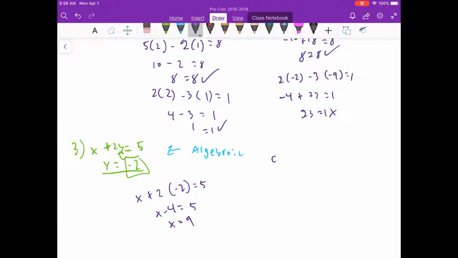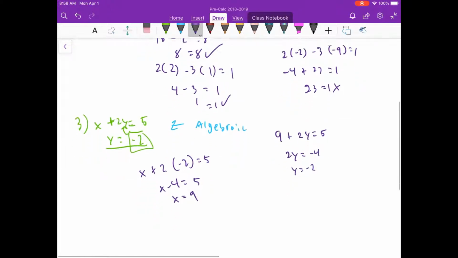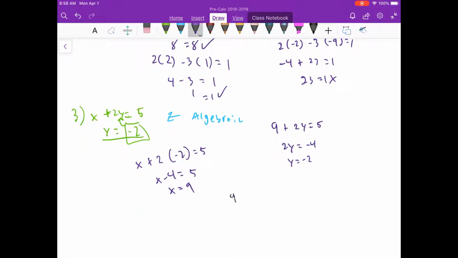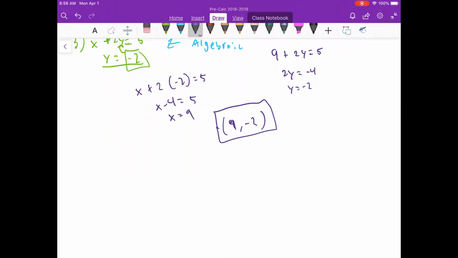So I could plug in 9 plus 2y equals 5, which gives me 2y equals -4, and then y equals -2. So our full point would be (9, -2), and that would be our answer. Cool? Excellent. That's literally all we have to do. Just substitute one, plug it in, and then plug in the other and solve. Cool. So that's number 3.